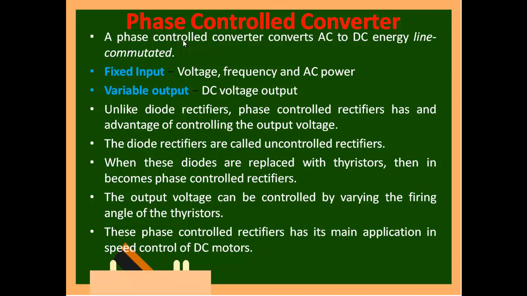When you use only a diode, you can only convert your AC to DC without any control. When you want to have control, meaning change the output voltage, then we call it a phase controlled rectifier. So phase controlled converter, unit number 2, we will deal with conversion of AC to DC with variable DC output voltage. The output voltage can be controlled by varying the firing angle of the thyristor. Firing angle is nothing but the instant at which you turn on your thyristor.